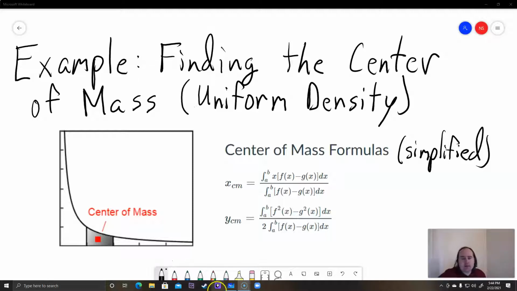Okay, so we've got a thin metal plate and it's bounded by two functions, f of x and g of x. And I have these center of mass formulas simplified. So if you have your region bounded by f of x and g of x, if you look on my discussion board, I show you the steps, but this is how the formula is simplified. So what we're going to be doing is an example of finding the center of mass.